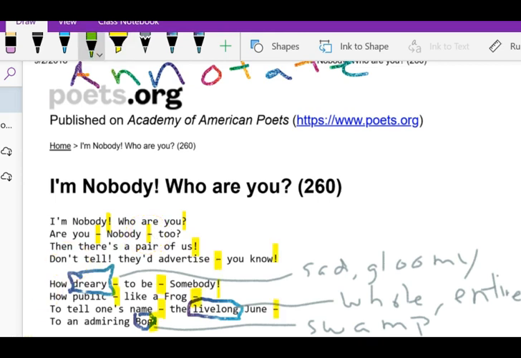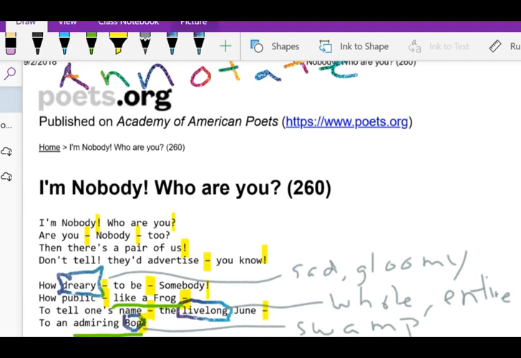The next part of looking at a poem is looking for figurative language. Remember, these are things like simile, metaphor, personification, or hyperbole. And as I look through the poem, I see the phrase like a frog. That's a simile, so I want to underline it. I also see some personification here, admiring bog. So that's giving the bog a human characteristic.